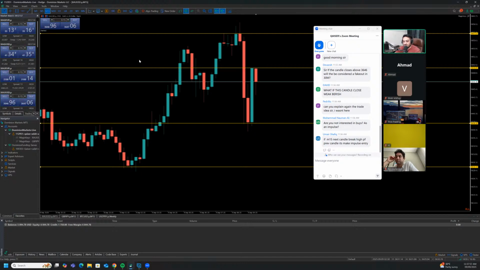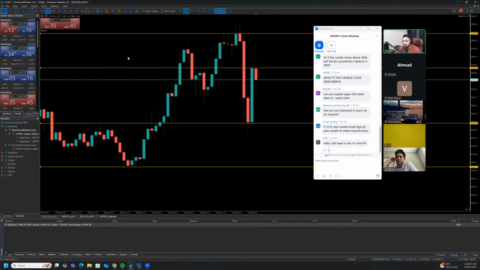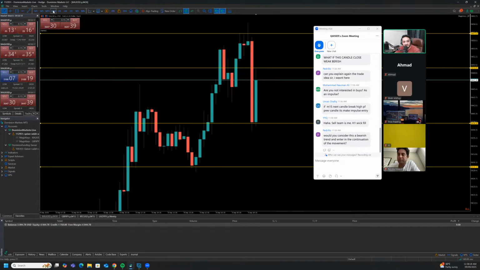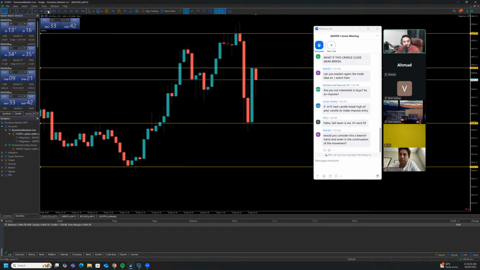There's just 2 minutes left for the candle to close, and let's see how this candle is about to close. Then we'll take some decision there. Okay, sell team is me. H1 Wakefield. Yeah, but it's going to close within the range. But let's see how this candle is about to close.